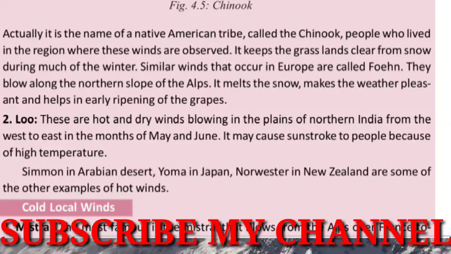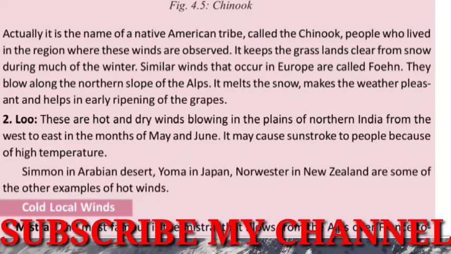Okay, so these winds are also called hot and dry winds. Means mostly it brings heat only. Okay, and next, its other names: in the Arabian desert, Simoon; Yoma in Japan; nor'westers in New Zealand. So these are some of the other names, hot winds only. These are all hot winds. Once again, what are the hot winds? Chinook and Foehn. Next Loo, Simoon in the Arabian desert, Yoma in Japan, nor'westers in New Zealand. These are all examples of hot winds.